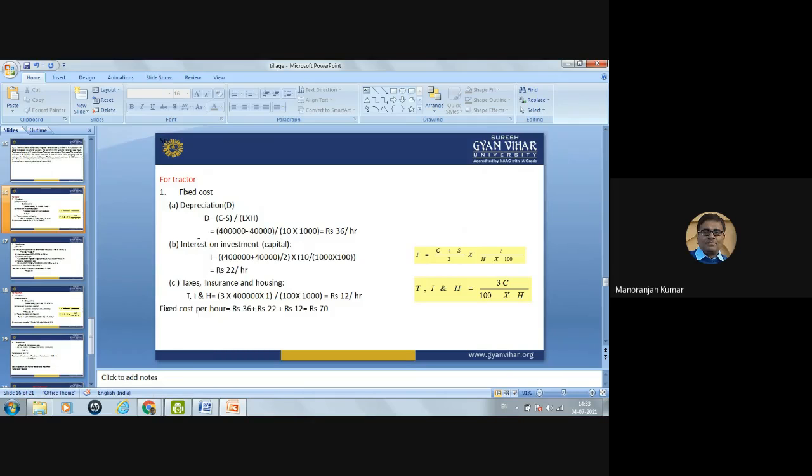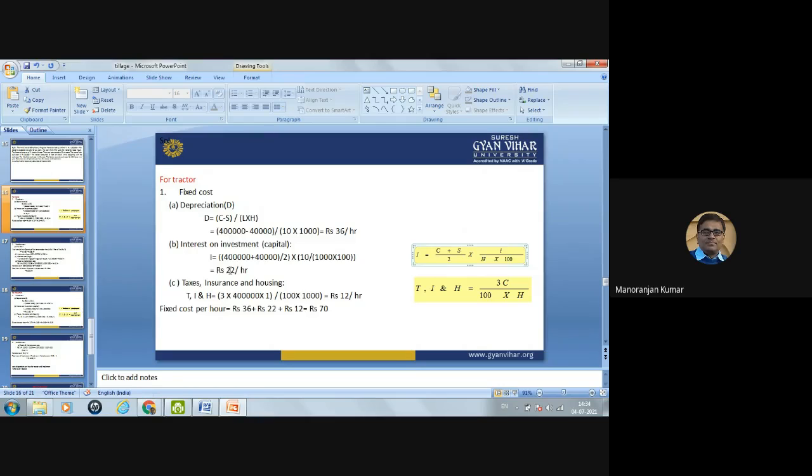Similarly, you can calculate the interest on investment. So here the formula is... put the values of all these. C, 4 lakhs. S, 40,000. I, 10%, which is given in the question. And H is the number of working hours, that is 1000. So put all the values here, you will get 22 rupees per hour. This is the interest on investment.